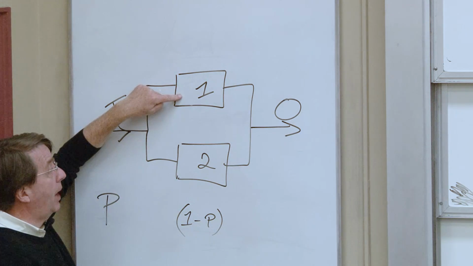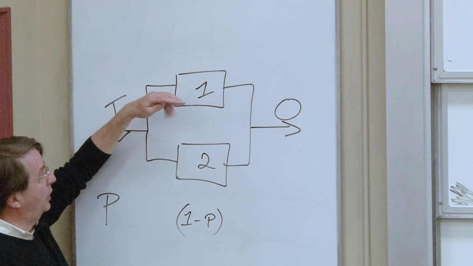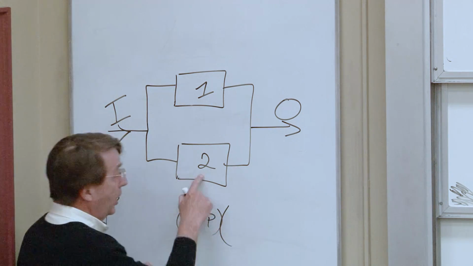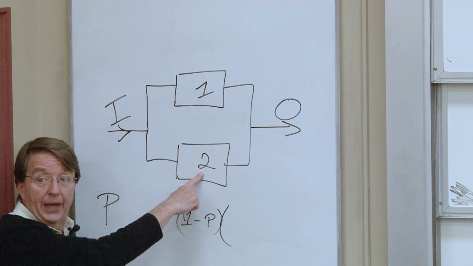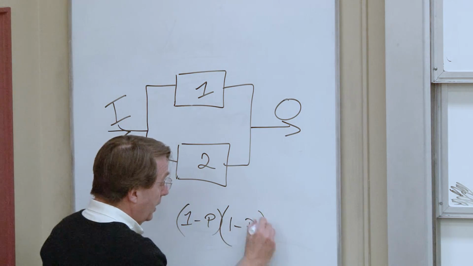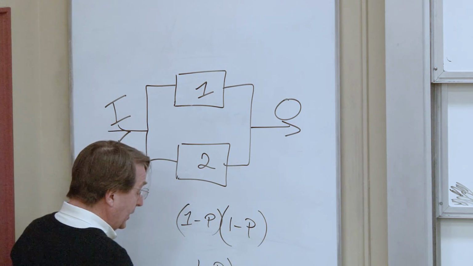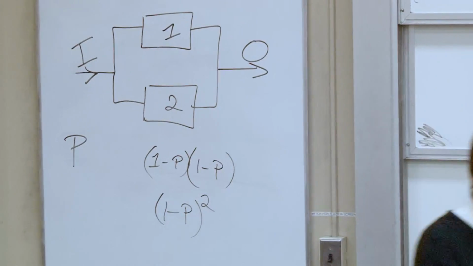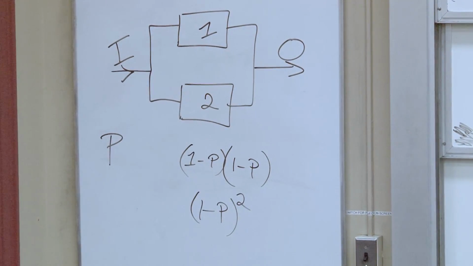Now, in the wording of the problem, I say this is all independent. That means whatever happens here doesn't influence here and vice versa. So that means we can multiply. What's the probability of sensor 2 failing? 1 minus P. So, my colleagues, 1 minus P, the quantity squared, is the probability of this system not working.